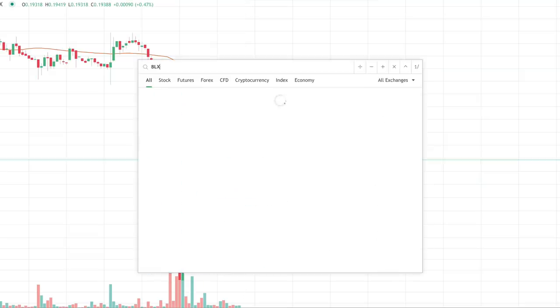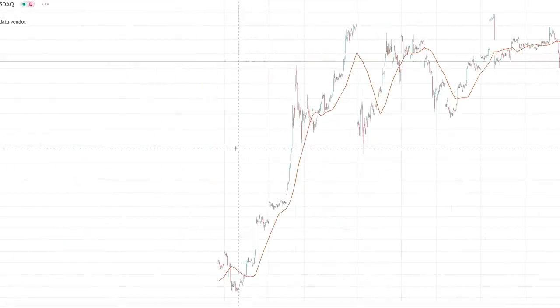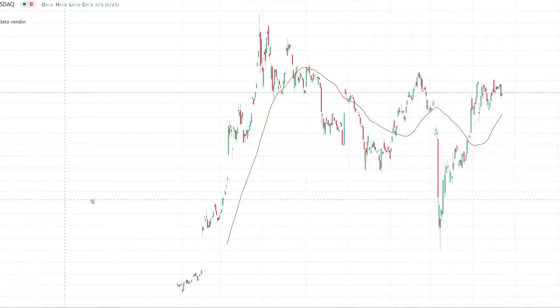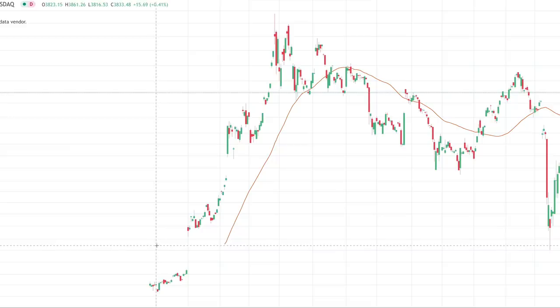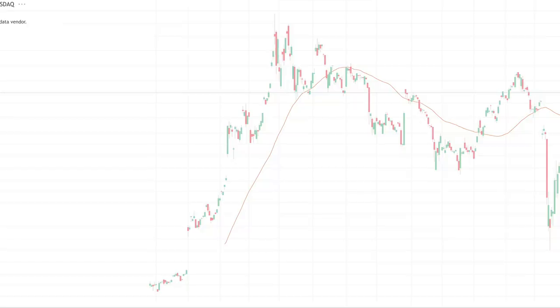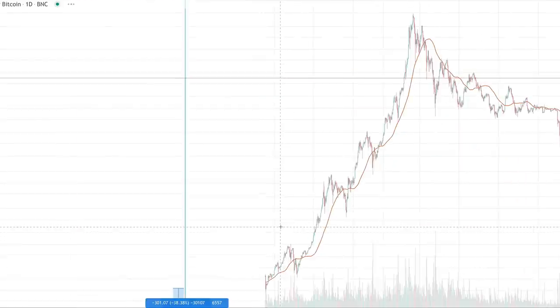If we go back to the Bitcoin chart, this is the BLX, Bitcoin Liquidity Index, and I'm just going to put it on the daily for a second here, guys. And if we can get right back to, where is it? No, this isn't where I want to go. BLX. There we go. Okay, let's go right back.